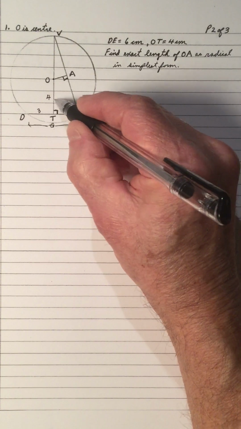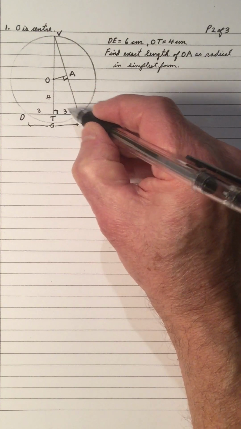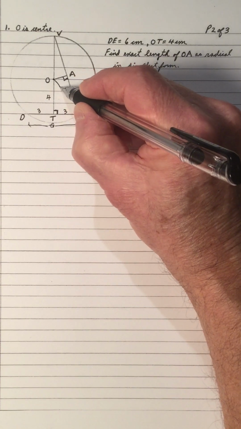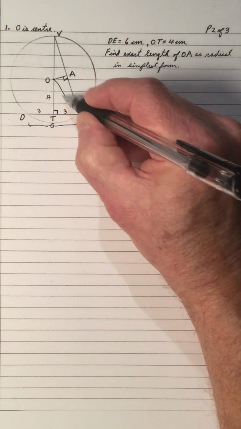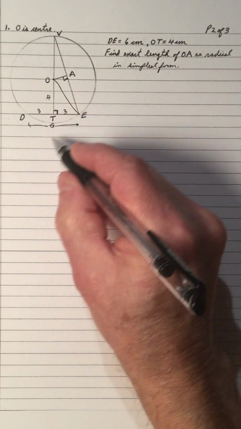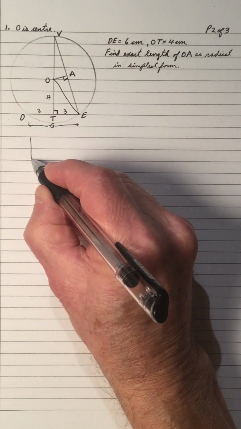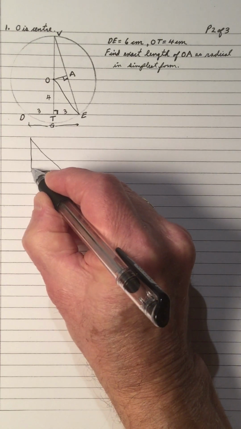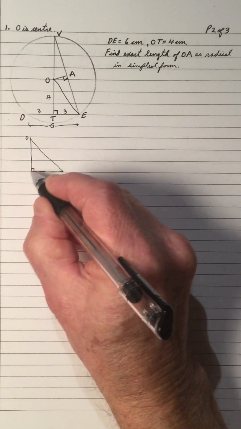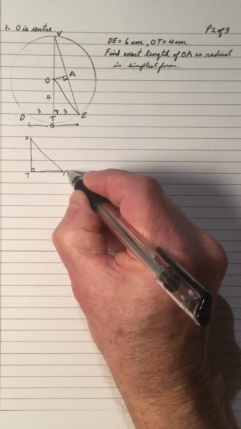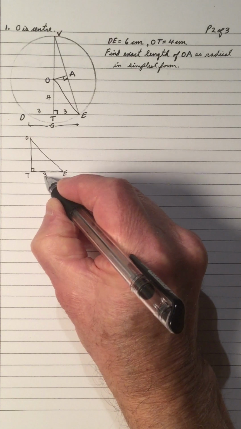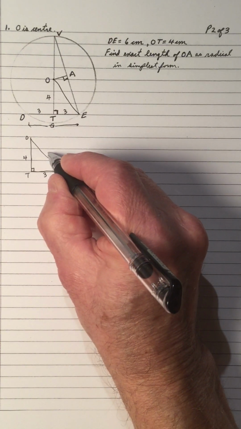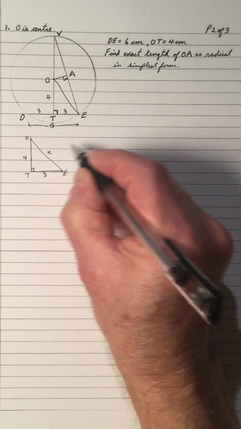Well, we have a perpendicular here at T, so OTE. If we join up O to E, we have a right triangle. I'll just draw it here separately. So this is the triangle OTE, and we have TE is 3, OT is 4. We'll find this side here, and we'll just call it X.